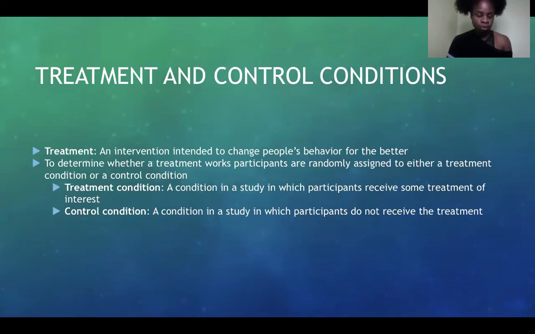Treatment and control conditions. A treatment is an intervention intended to change people's behavior for the better. This includes psychotherapies and medical treatments for psychological disorders, but also interventions designed to improve learning, promote conservation, reduce prejudice, and so on. To determine whether a treatment works, participants are randomly assigned to either a treatment condition in which they receive treatment or a control condition in which they do not receive a treatment.